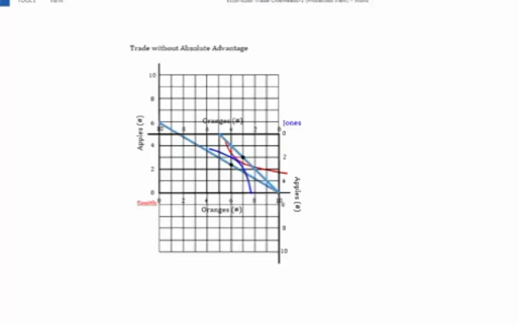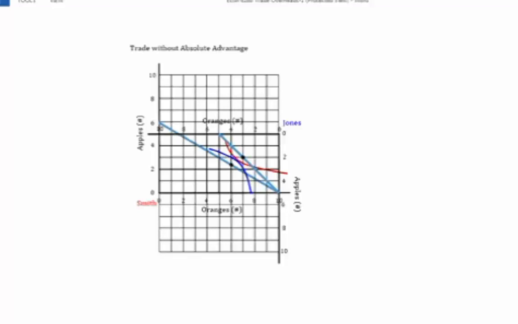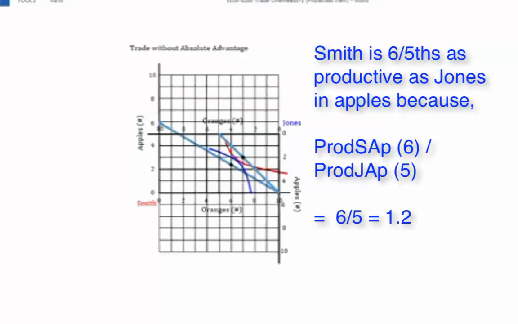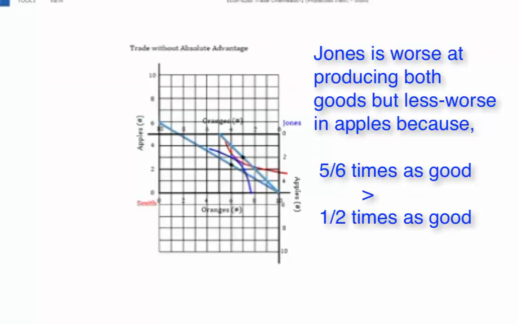Let me put it the other way. Smith is better at producing oranges and apples than Jones, but if we said, how much better is he? We would say that Smith is twice as productive in producing oranges than Jones is, because he can produce 10 oranges to Jones's 5 oranges per hour. So Smith is 2 times as productive in oranges than Jones. But if we ask that same question with respect to apples, we would say that Smith is 6/5, or 1 1/5 times more productive than Jones in apple production. So he's better at producing both of them, but he's a lot better at producing oranges than he is apples. As a result, Jones is worse at both of these, but he's less worse at producing apples than he is at producing oranges compared to Smith.